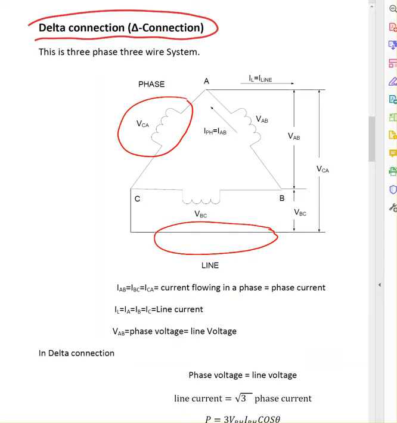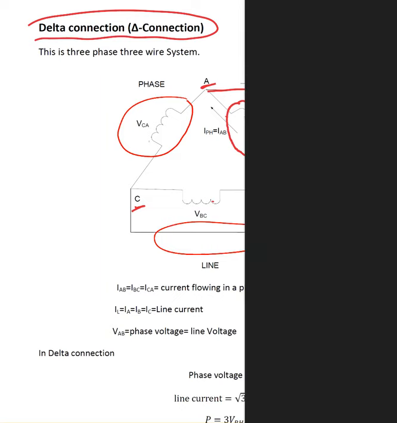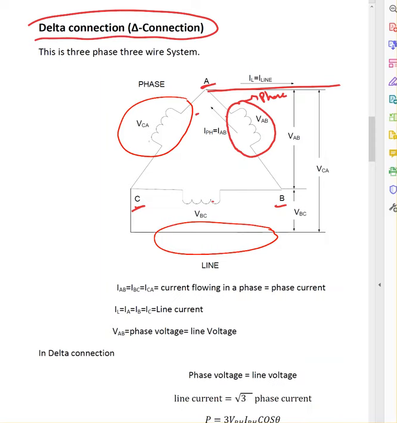Now, this winding is called phase. That winding is called phase. So this is phase A, phase B, phase C. You can see I always follow the clockwise direction, A, B, C. Now this is phase and this is line. Whatever is going out of the phase or out of that junction is called the line. So the phase voltage here is VAN.